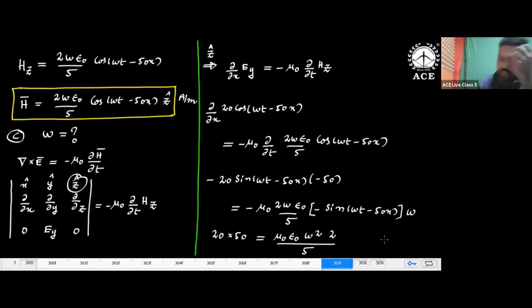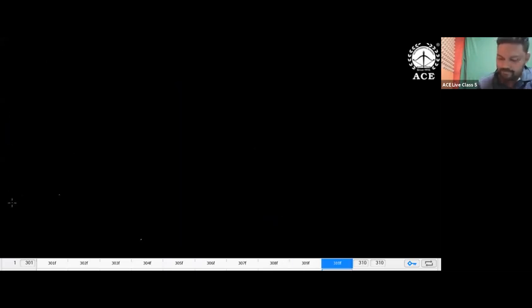Yes. Let me turn the page here. So what you have got finally is mu naught epsilon naught omega square, which is equal to 2500. So the omega is equal to 50 divided by square root of mu naught into epsilon naught.